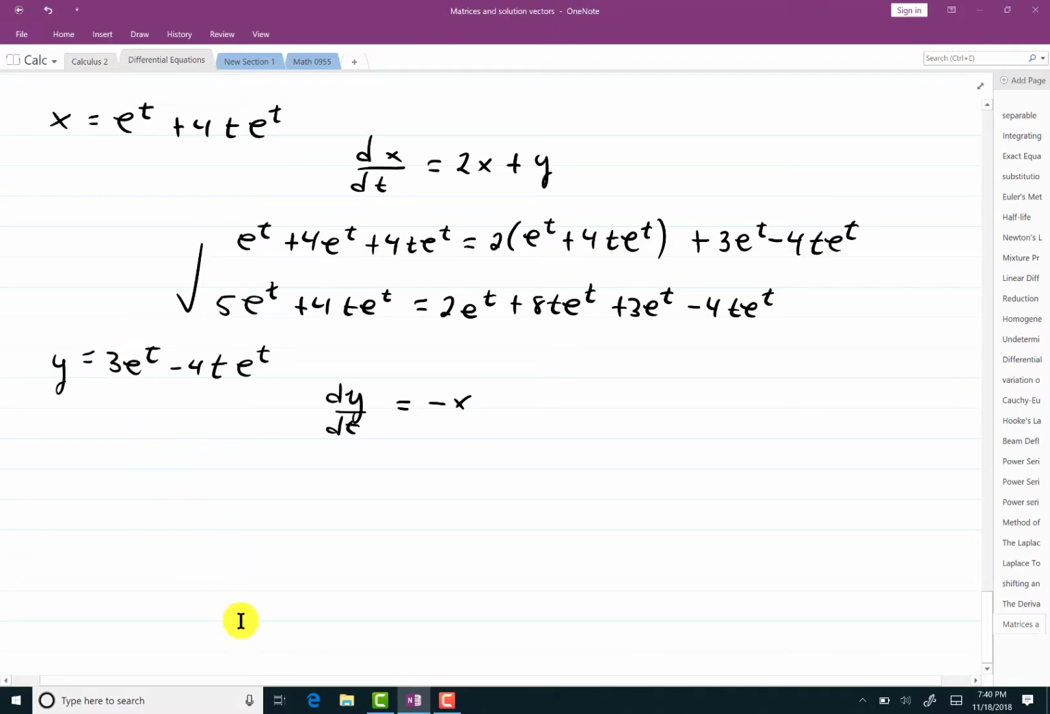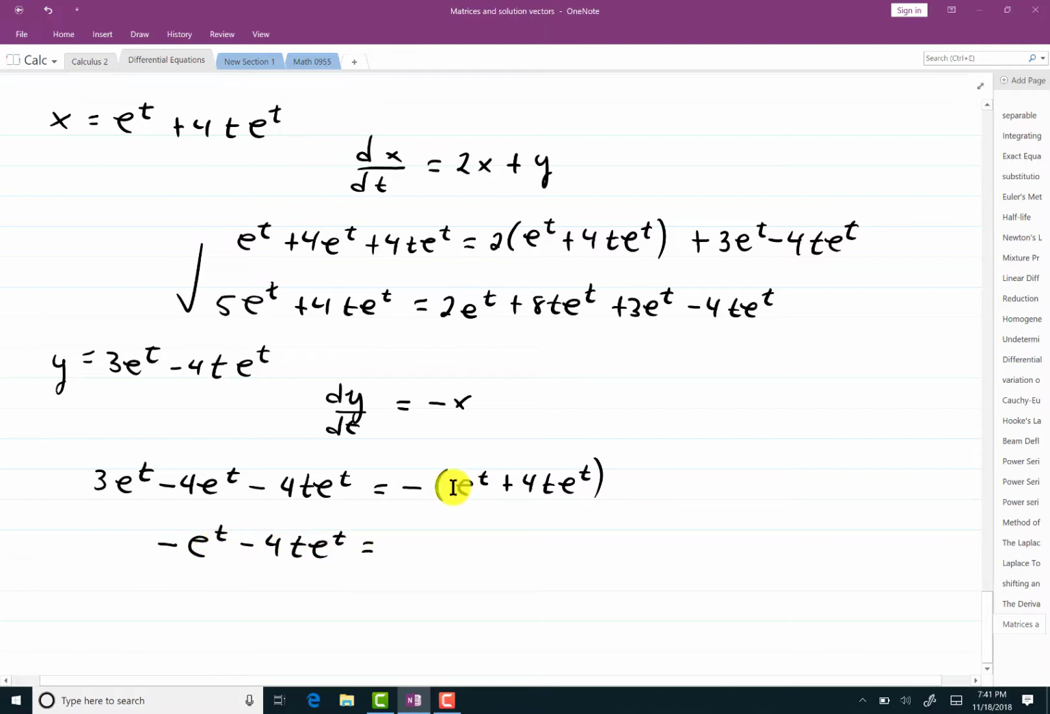I'll have the derivative of this is 3e to the t, product rule again, minus 4e to the t minus 4te to the t. And then my x, there it is right there, I'll put negative e to the t plus 4te to the t. And let's see what happens. I'll just simplify the left-hand side a little bit. I have negative e to the t minus 4te to the t. And the right side, I can see right now that they're equal.